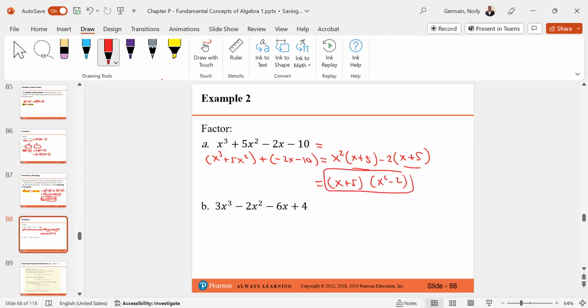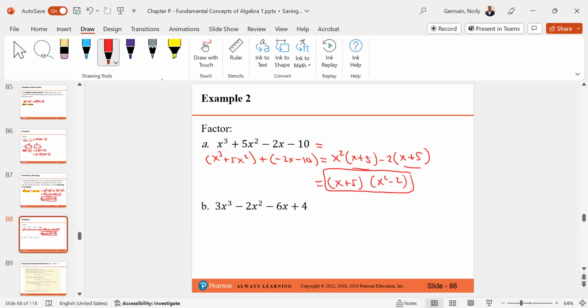You can combine any two. In this case, I took x cubed plus 5x squared together, but if you wanted, you could take x cubed minus 2x and take 5x squared minus 10. It will give you exactly the same thing, right? You could combine any two.